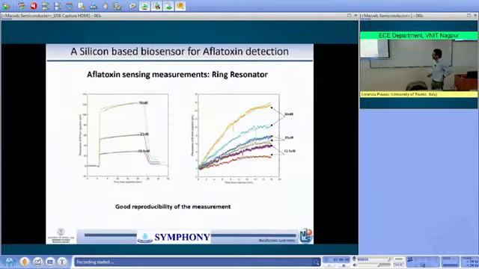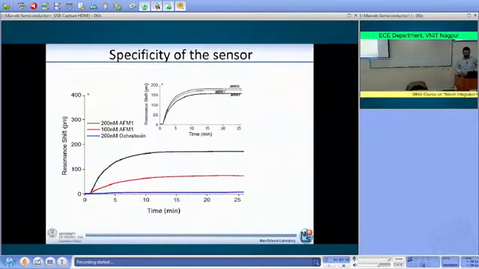And indeed, if you properly functionalize the surface, depending on the quantity of toxin you have, you see that for, I cannot read here, for a 12.5 nanomolar solution of toxin, you have a given resonance shift. If you double, you get more. If you have even more toxin, you get even more. And the different lines are different cycles of measurements, so the measurements are very reproducible.